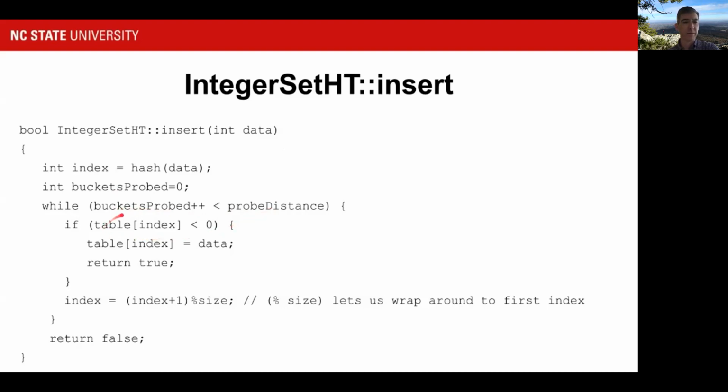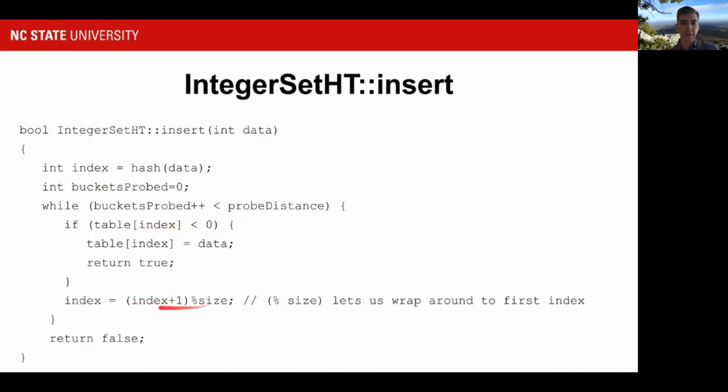Okay, so the first location I consider is the main index. And so if the table index is available, actually, I'll talk about what this less than 0 means in just a second. If the index is valid, then I'm going to put the data there. Oh, I'm sorry, actually, right. We're assuming an uninitialized entry is negative. So if it's negative, I can put the data there and return true.